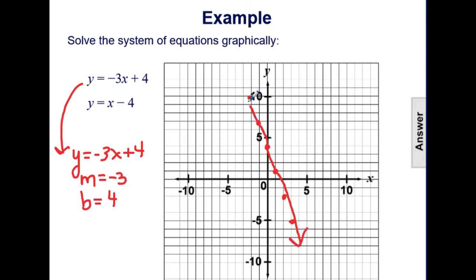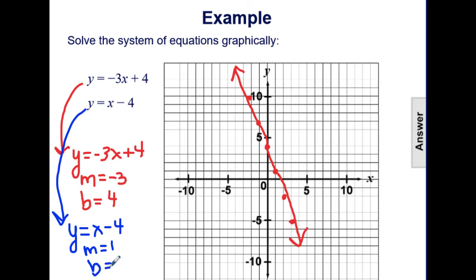Of course, you would use a straight edge or just freehand drawing to represent the line through the points. We'll use blue for the second line, y equals x minus 4, so we have a slope of 1 over 1 and a y-intercept b of negative 4. So we'll start at negative 4, go up 1, right 1, and so on, or down 1, left 1, and draw our line through the points to represent that line.